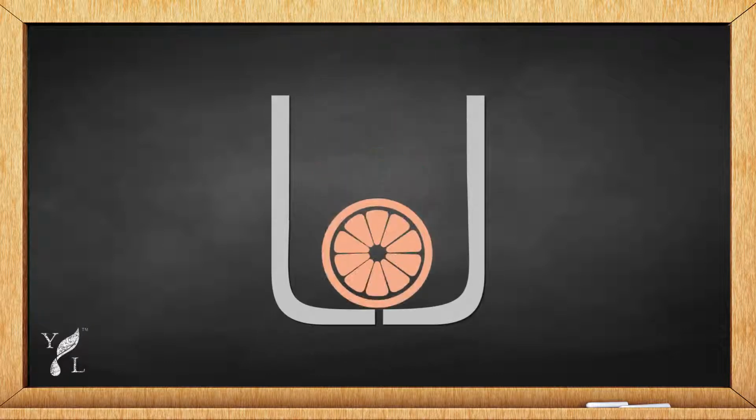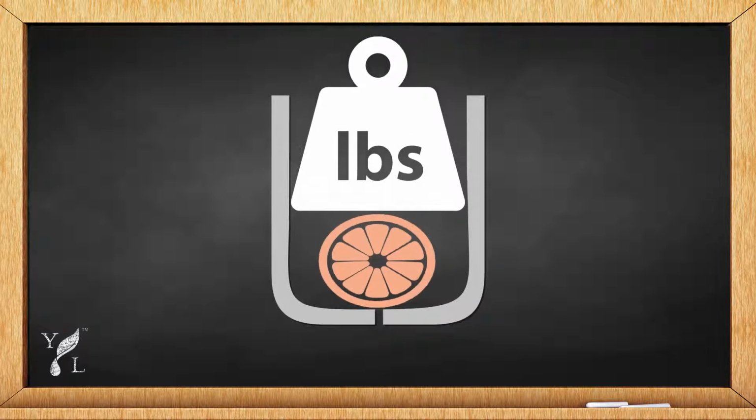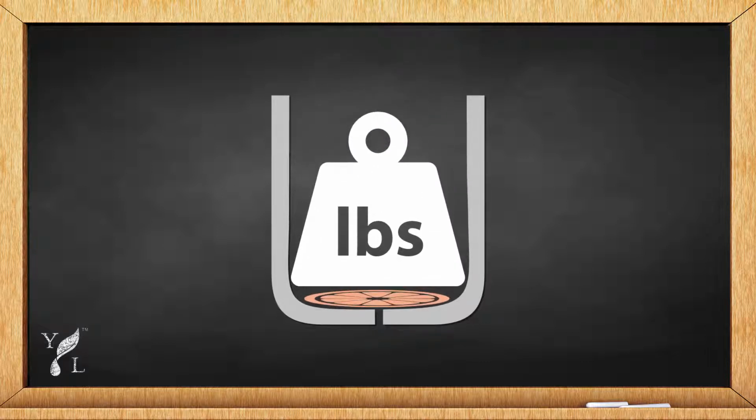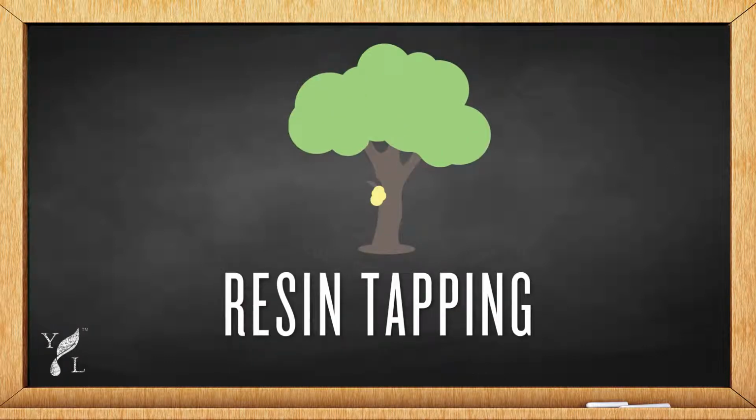Envision a very simple technique in which you place a very heavy weight on top of a container full of plant material. The heavy weight then presses the natural oils out of the plant material and is in essence cold pressing. A third, less common technique is called resin tapping.